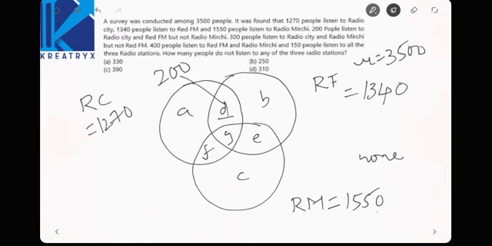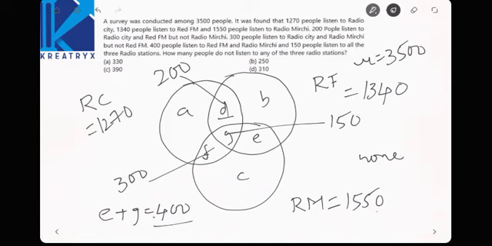Next, 300 people listen to Radio City and Radio Mirchi, but not Red FM. See here, only two variables. So this F value is nothing but how much? F value is nothing but 300. Next, 400 people listen to Red FM and Radio Mirchi, it seems. Red FM and Radio Mirchi means this is E plus G is 400. Next, 150 people listen to all the three radio stations. So G is nothing but 150. If G is 150, E will be how much? 250.